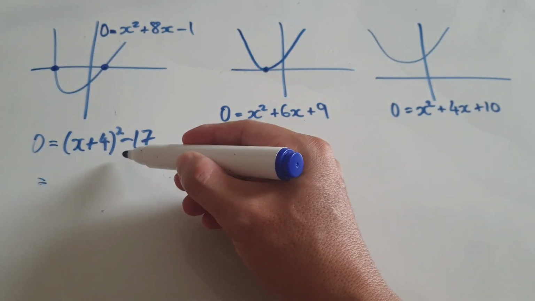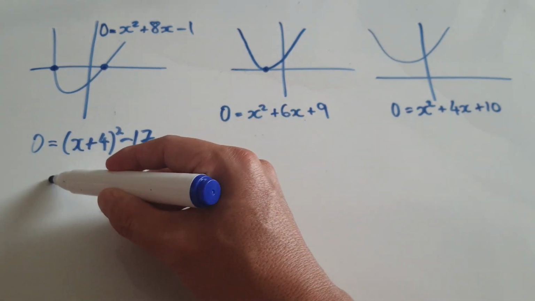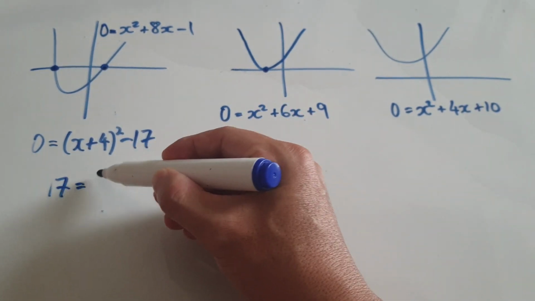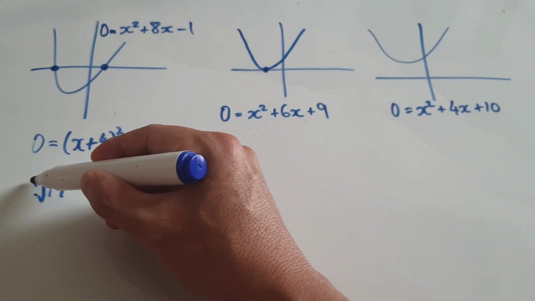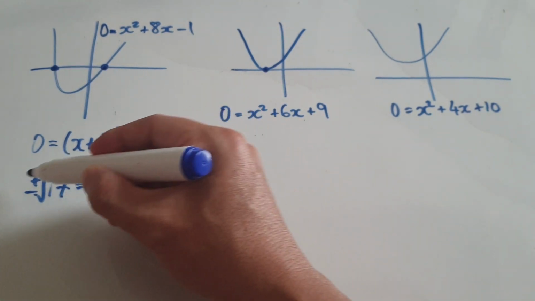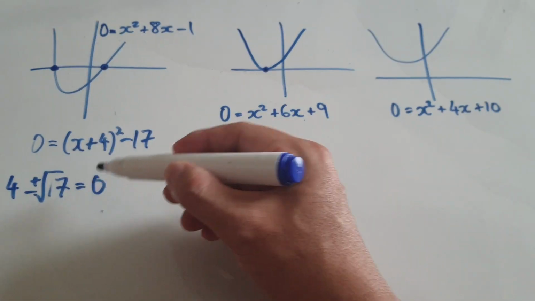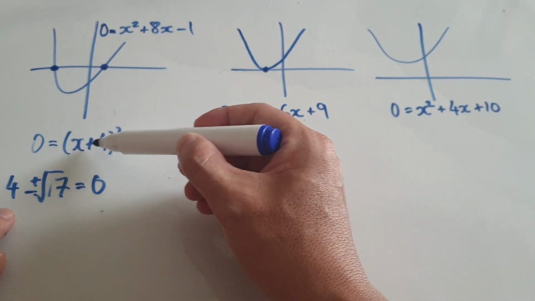So when you get to this stage, rearrange it to make x the subject. Add 17 to both sides, and then square root both sides. You get two versions, the positive version and the negative version. And then you take away 4. I'm doing this all in one go.